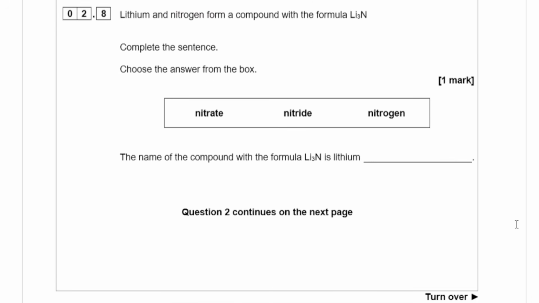Lithium and nitrogen form a compound with the formula Li3N. Complete the sentence, choose the answer. What is the name of the compound with the formula Li3N? It is lithium nitride.